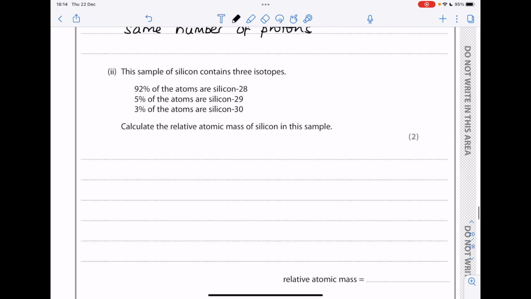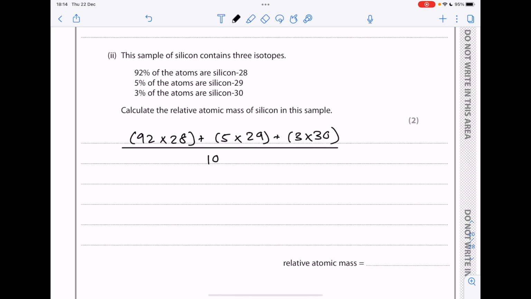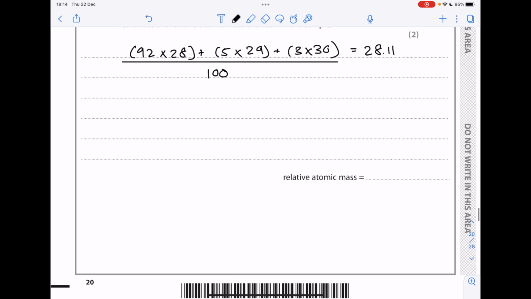This sample of silicon contains 3 isotopes. Calculate the relative atomic mass of silicon in this sample. So to do this, we simply multiply the percentage by the mass number, add it to the percentage multiplied by the mass number, add it to the percentage multiplied by the mass number, divide by 100. So I'll show you that now. Make sure your answer is sensible. The mass should sit somewhere here, which it does.